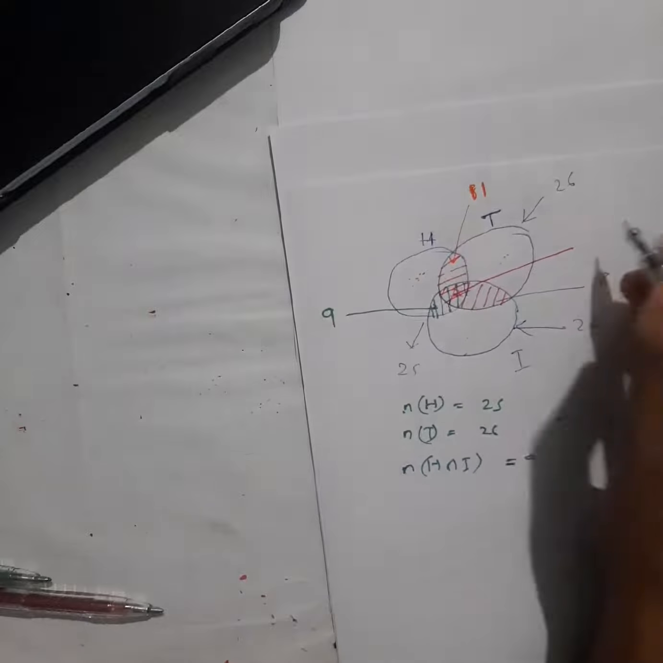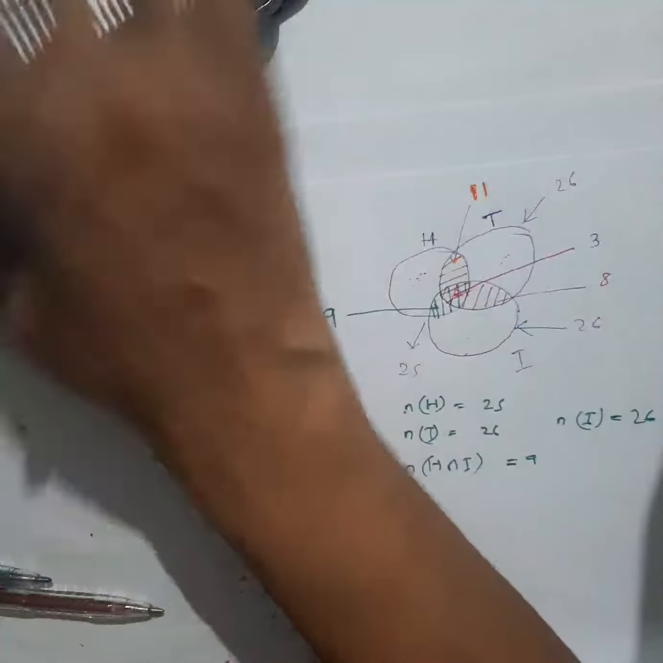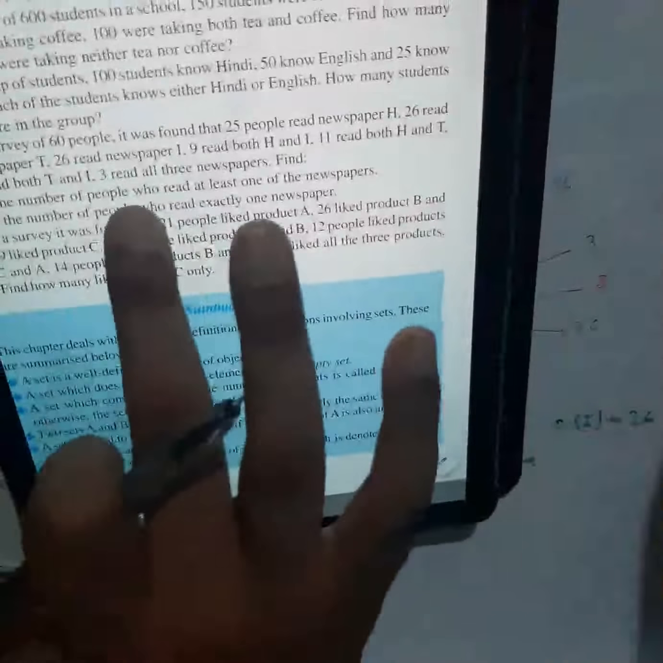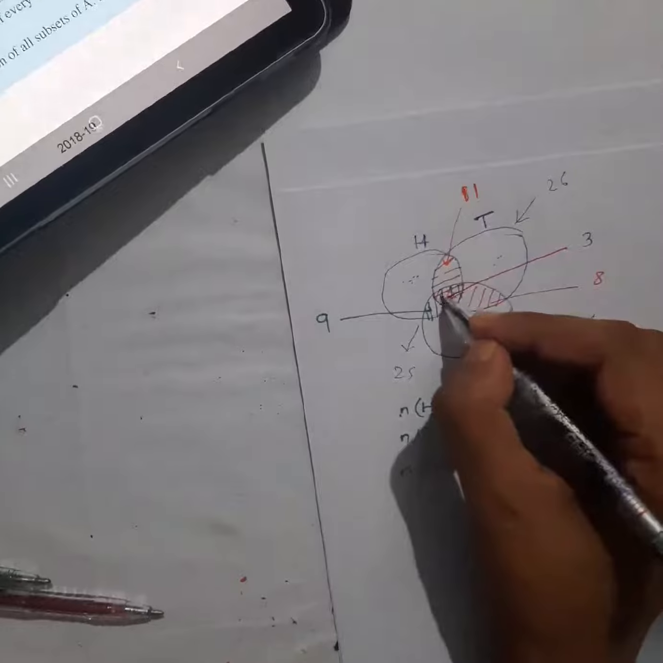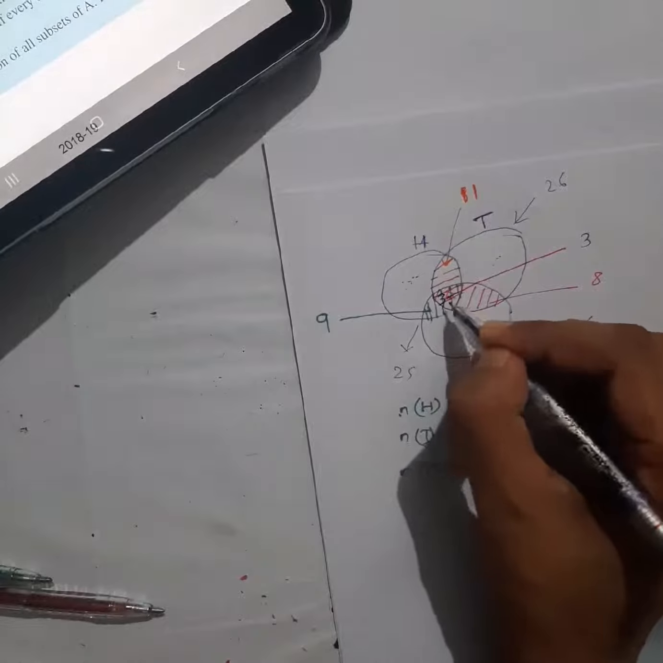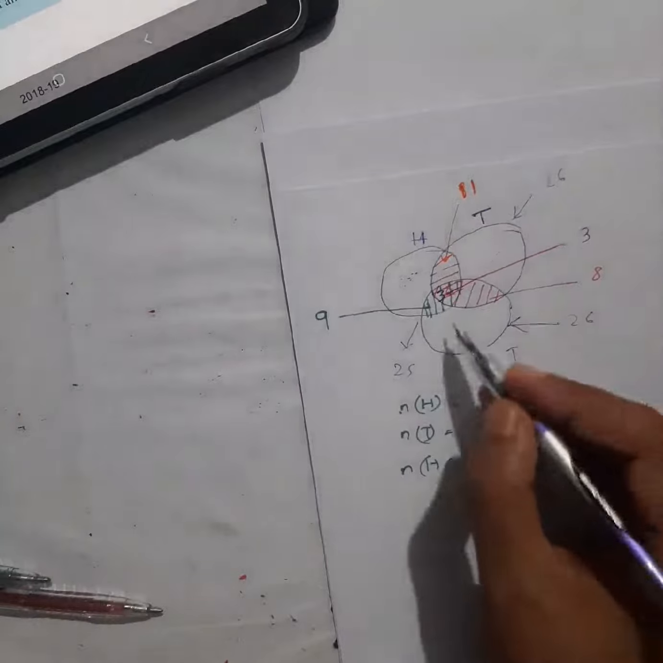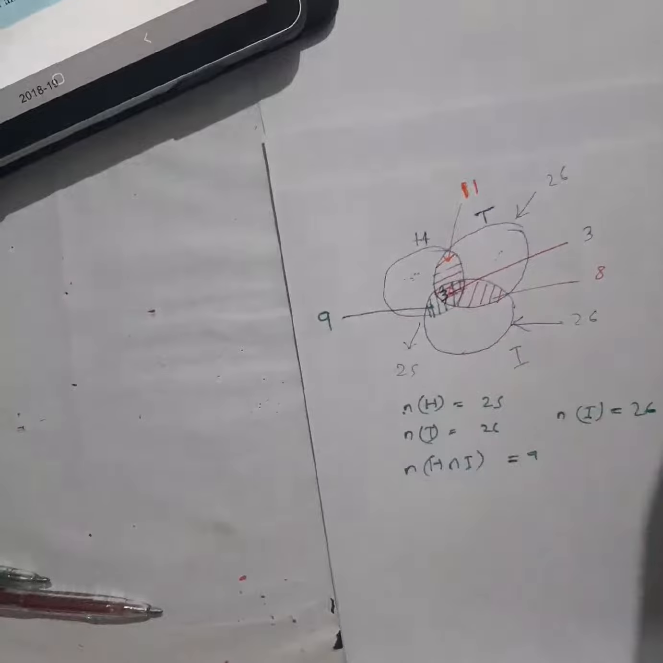So let me write down. 3 people are there, right? 3 read all 3 newspapers. So these are 3 people. I hope you can understand. You draw properly, okay? 3 people are there. Okay.